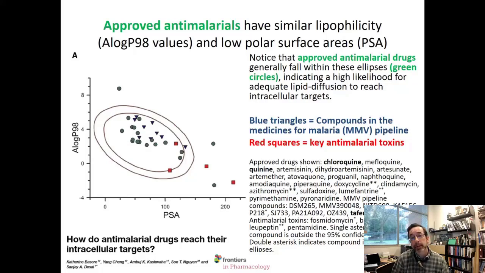The red squares are for comparison. They are antimalarial toxins, and these probably work using a different chemical mode. You'll notice that they tend to be outside the ellipse, and they tend to be on the extreme end, on this right end of the graph.